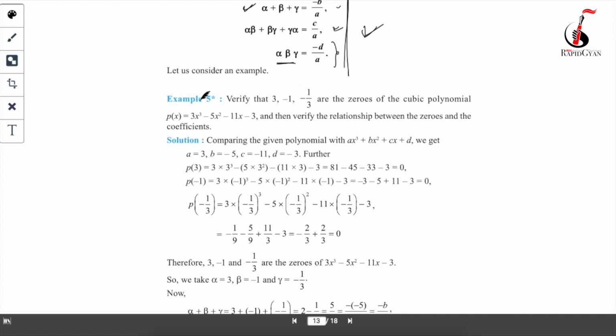So what are you going to do? One by one, you replace the value of x. First I replace x with 3, second I replace x with minus 1, and third I replace x with minus 1 by 3. If in all three cases my answer is 0, then we can say that 3, minus 1 and minus 1 by 3 are the zeros of the polynomial. So let's go and solve this.